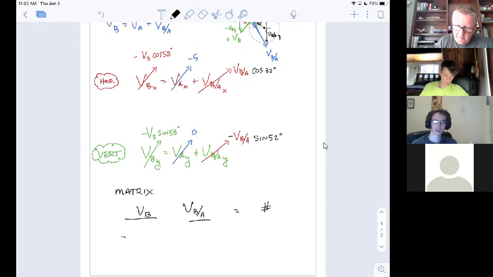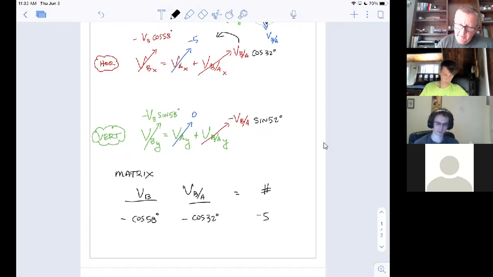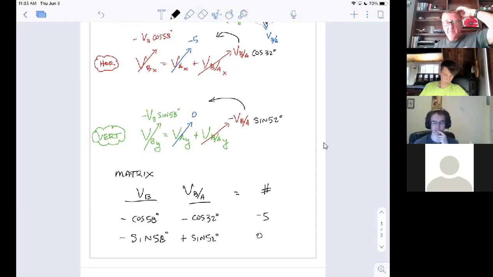So I have negative cosine of 58 for my coefficient up above. I have to subtract this to the other side, so that would be negative cosine of 32 if I moved it to the other side, and the 5 is already on that side as a negative 5. Now I got to be consistent down below. What do I have for the second equation? Well, I've got a negative sine of 58. It's already on the left side of the equal sign, and I'm just going to leave it there. This one is on the right side of the equal sign, so I'm going to have to add it to the other side, which means this is actually going to turn into a positive sine of 52. And then I've got a 0 over there. So there's my 2x3 matrix that I'm now going to stick into my calculator.